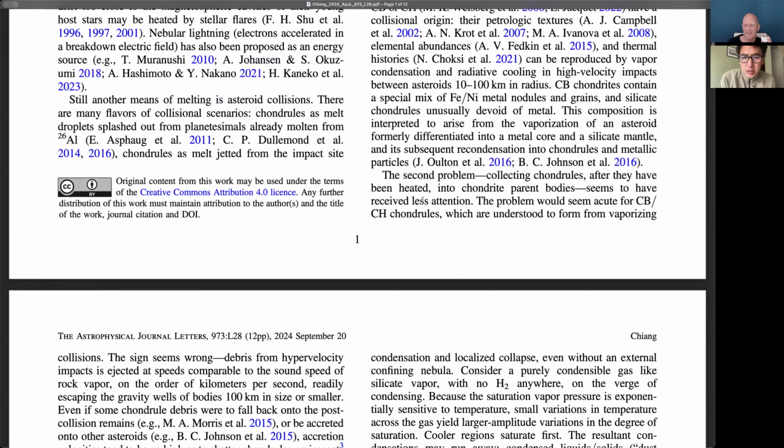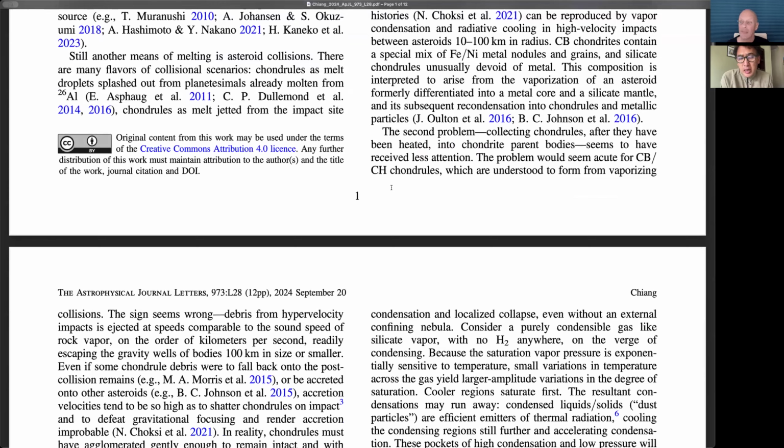So maybe I'll just cut to the chase and talk about the idea that I'm proposing here. Well, it's pretty simple actually. This collection mechanism that I'm proposing is not necessarily specific to collisions. It could happen, say, downstream of a shock as well. All I'm starting with is a vapor of silicates and metal that's condensing. However you want to melt it, that's up to you. I like collisions.